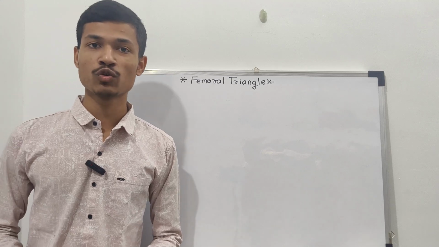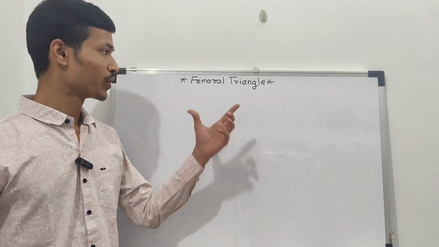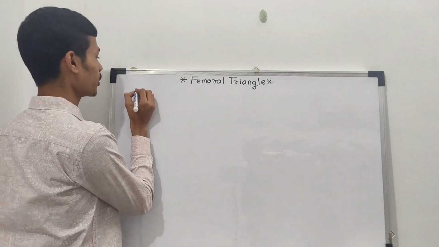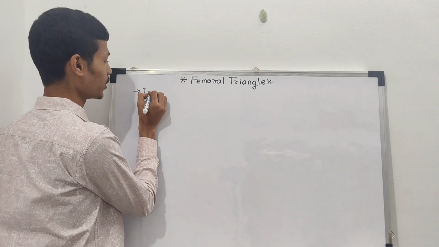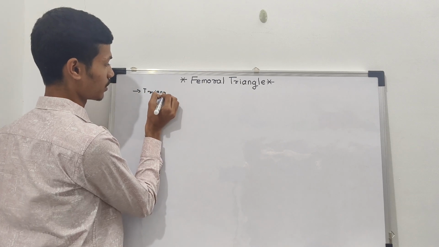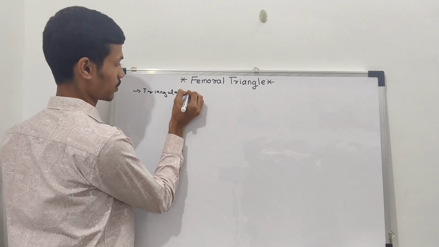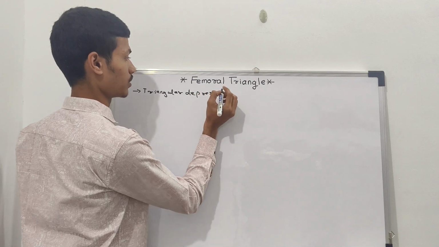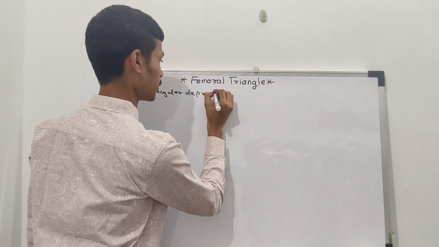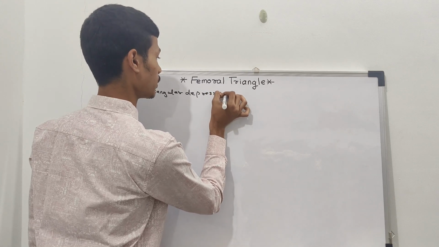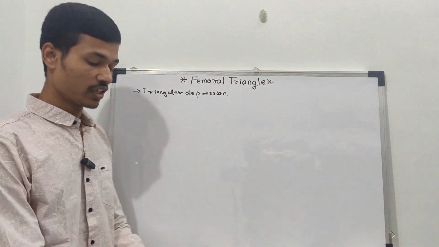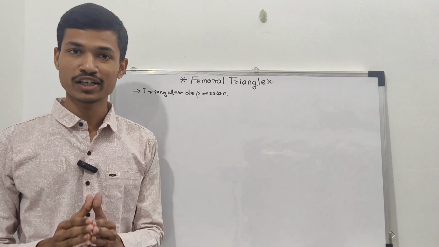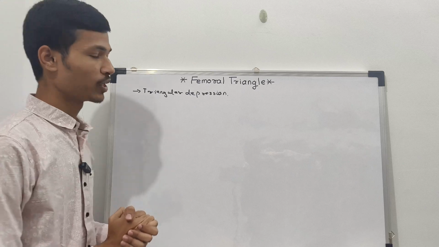Hello friends, in today's video we are going to discuss an important topic, the femoral triangle. So what do we basically understand by femoral triangle? The femoral triangle is a triangular depression in front of the thigh below the inguinal ligament. Okay, it is a triangular depression.